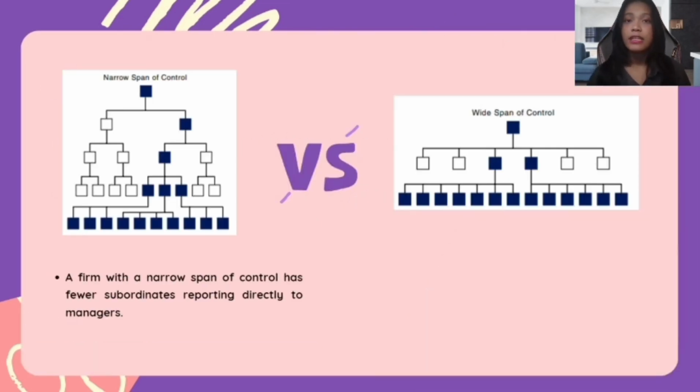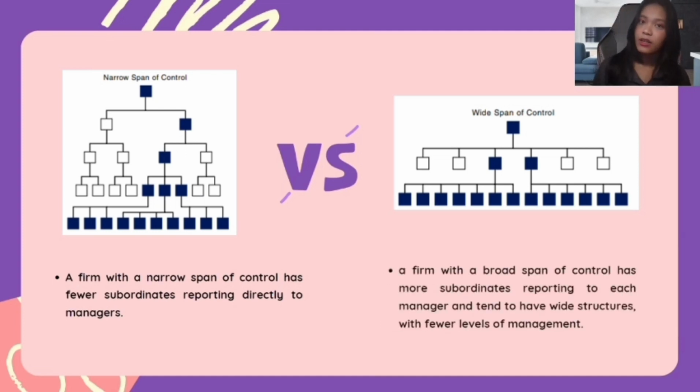You can see on the left side the narrow span of control, and a firm with a narrow span of control has fewer subordinates reporting directly to managers. And these firms tend to have tall, narrow structures with several layers of management.